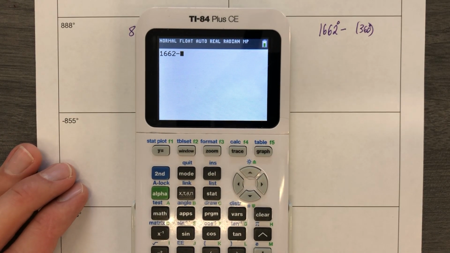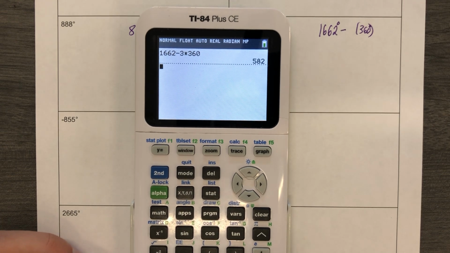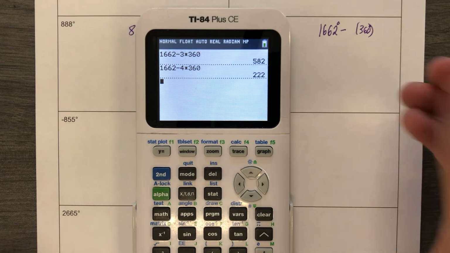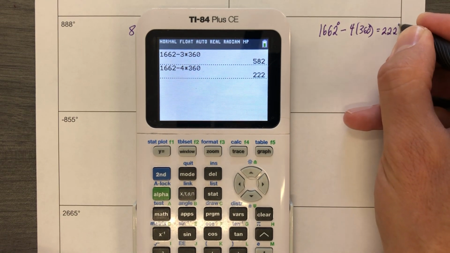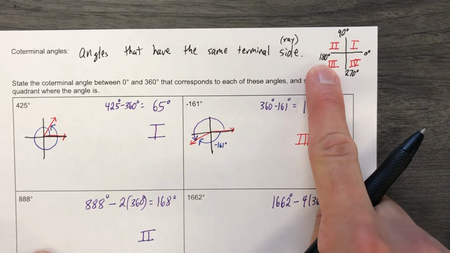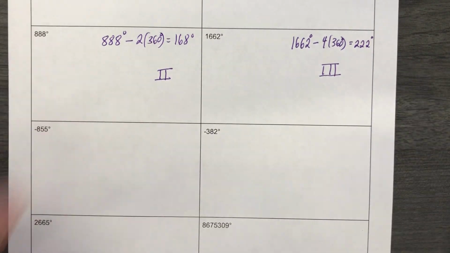1662 minus, I'm making up stuff now, 3 times 360, that's too big. Maybe 4 times 360, there it is. 4 times 360, and that's going to give me 222 degrees. A 222 degree angle is between 180 and 270. That puts me in quadrant 3.